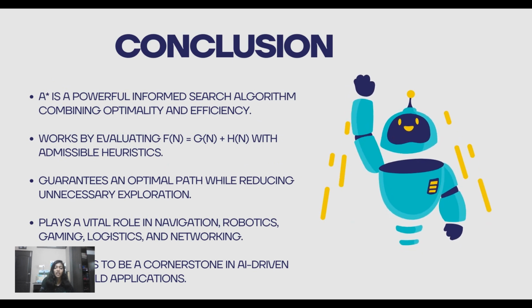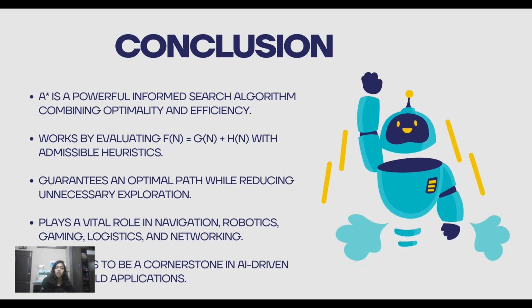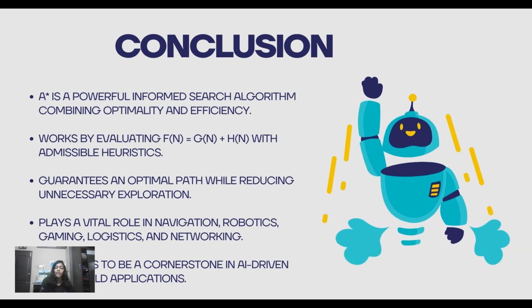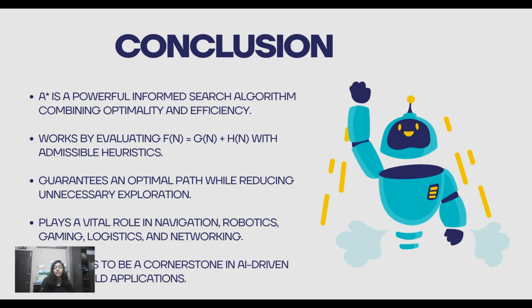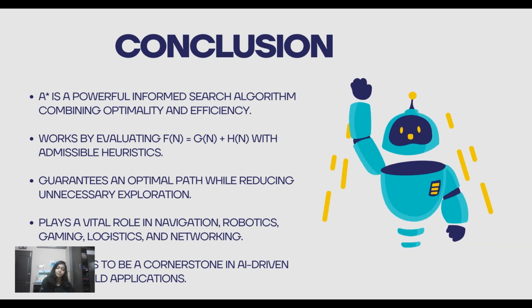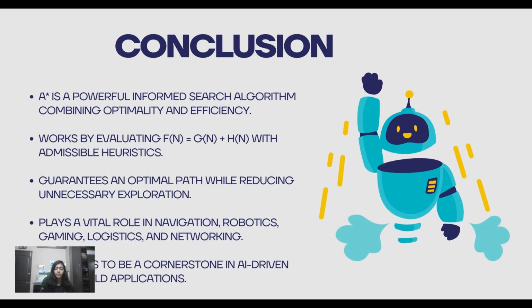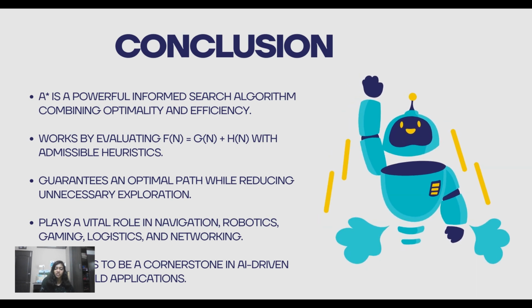We have reached the conclusion now. A star search is a powerful informed search algorithm which combines optimality and efficiency. It works by evaluating f of n, which is the summation of g of n and h of n, with admissible heuristics. It guarantees an optimal path while reducing unnecessary exploration. It plays a vital role in navigation, robotics, gaming, logistics, and networking. It continues to be a cornerstone in AI driven real world applications.